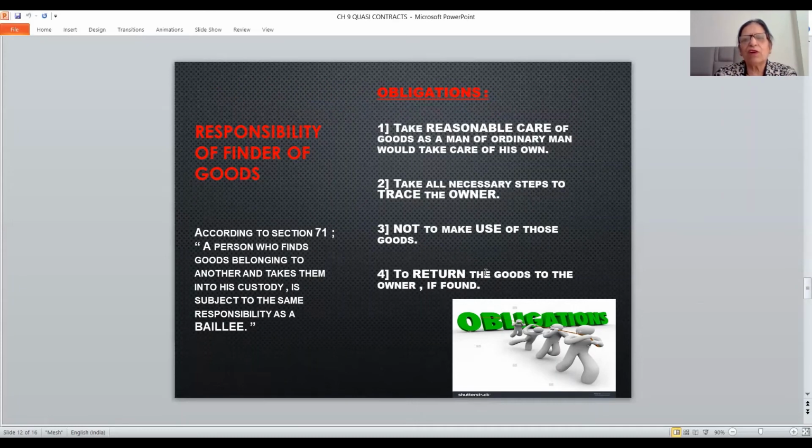He should also take all necessary steps to trace the owner. It is his prime duty. After he has found the goods, he should look for the real owner and not make use of those goods. He should not use the goods. He should just possess the goods, to return them to the owner if found. If the owner is traceable, that is, we are presuming he has tried to find out the real owner, and the real owner has been traced, then it becomes his obligation to return those goods to the real owner.